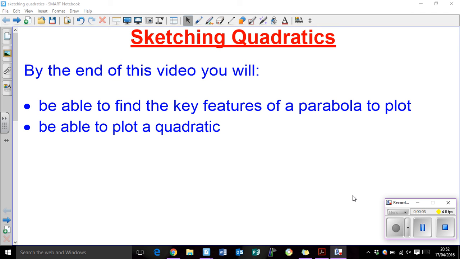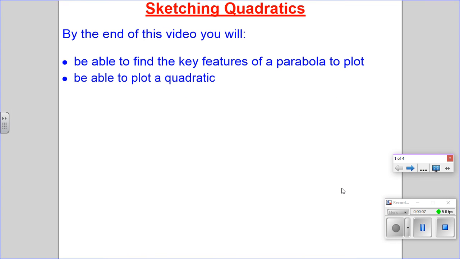Okay, so we're into the fourth video now on quadratics, and this time we're going to look at sketching. I briefly mentioned in another video how we're going to do this, and we're going to do this as quickly and as accurately as possible. So by the end of this video, you'll be able to find the key features of a parabola to plot and be able to plot a quadratic. Okay, hopefully this is going to be quite a straightforward video.